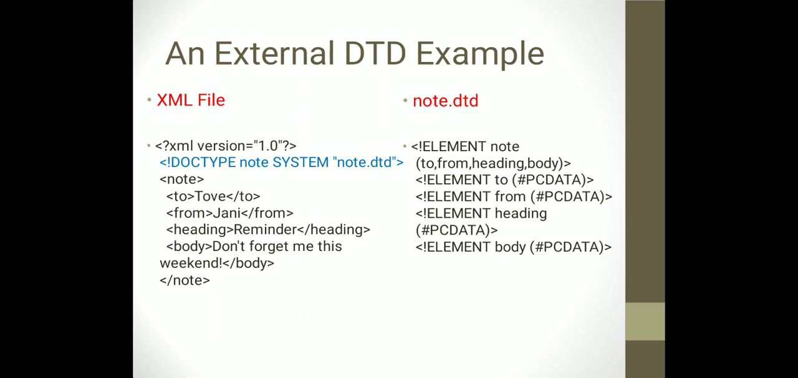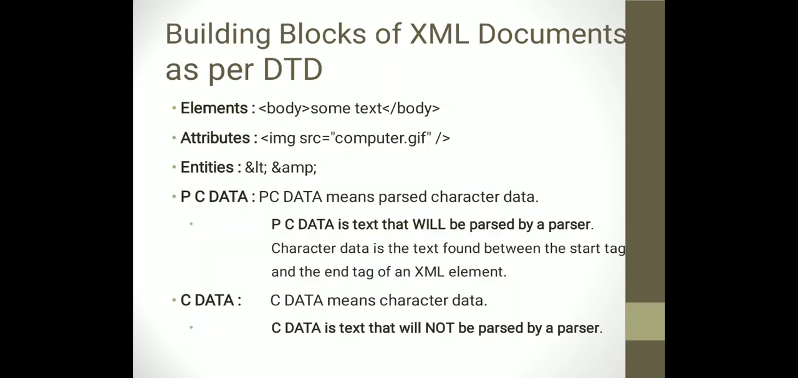Then how that external DTD is used, that example we have seen. For a simple XML file, we have just defined the doctype node and SYSTEM equals note.dtd. Then we have seen the code for the note.dtd file, and there we have used CSS files and DTD files. Then building blocks of XML documents as per the DTD.